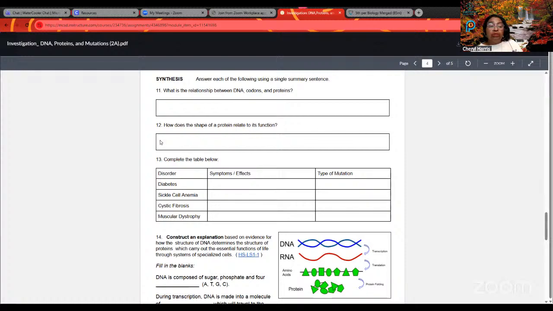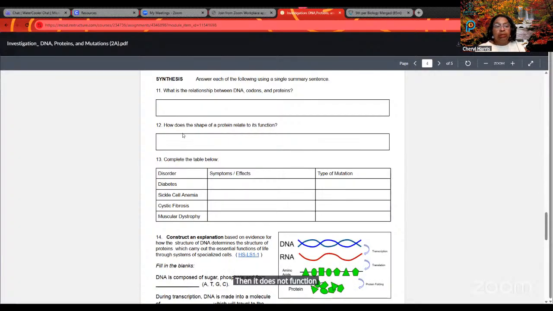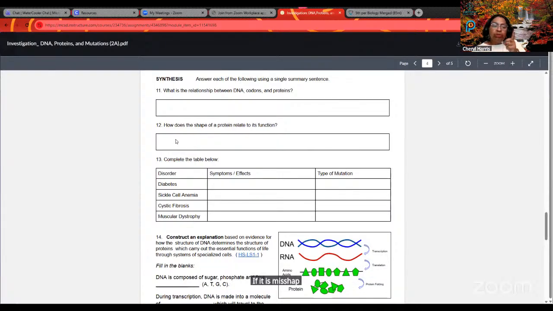They told you this in the second question in one of the videos. If you go back, proteins have different shapes, and the shape of the protein defines its function. So if it is misshapen, then it does not function properly. That's the simplest way you can say that in one sentence: if the protein is misshapen, it does not function properly.